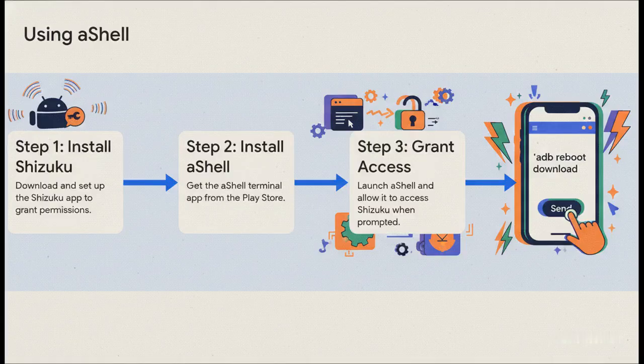You just need two apps, Shizuku, which handles all the complex permission stuff, and a shell, which is your terminal on the go. Once you have them set up, you just open a shell, type in our magic command, ADB Reboot Download, and your phone reboots itself. It's a totally self-contained, computer-free solution.